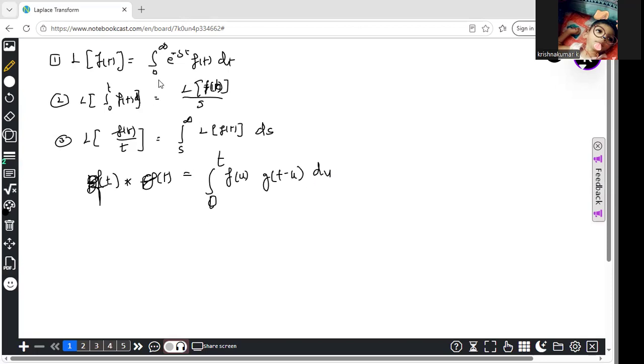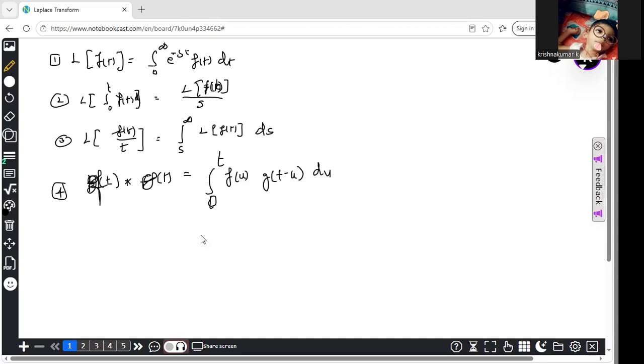So 1, 2, 3, 4. Four types of integration we have discussed so far. This is the fourth one. Don't get confused with these limits. Clearly study these four definitions. Definitely you will use these to solve Laplace transform problems.